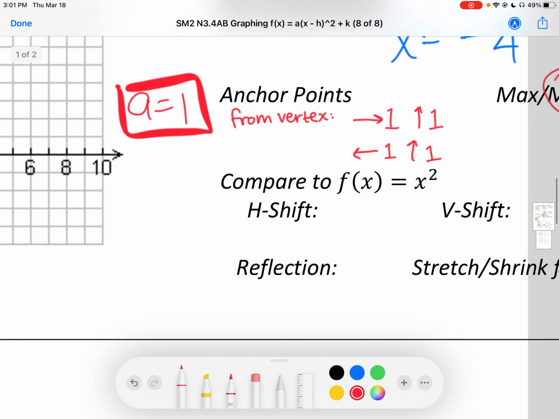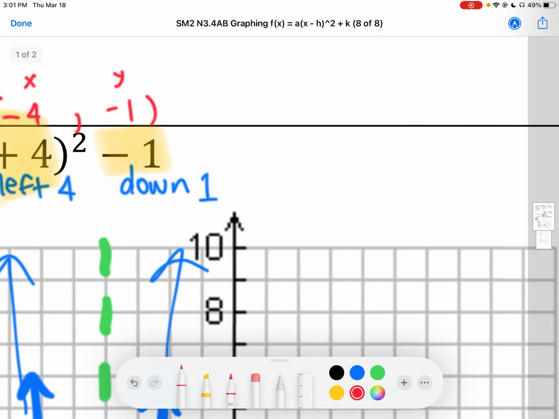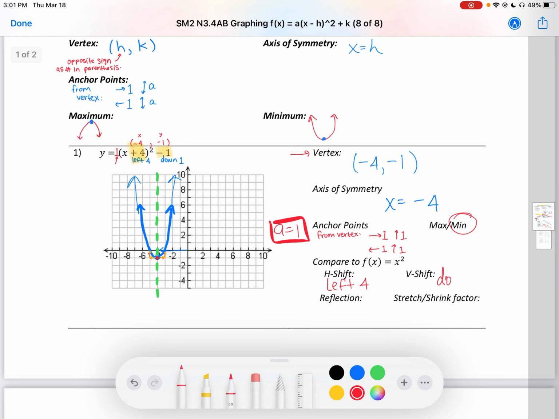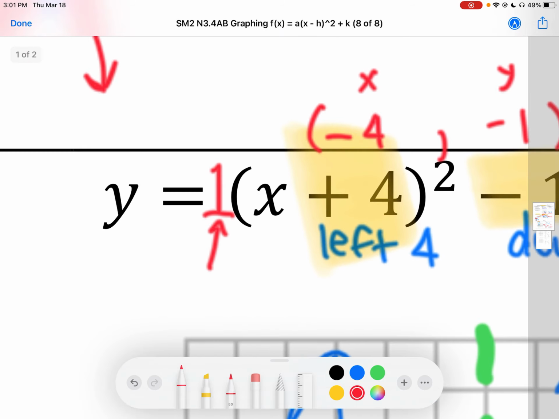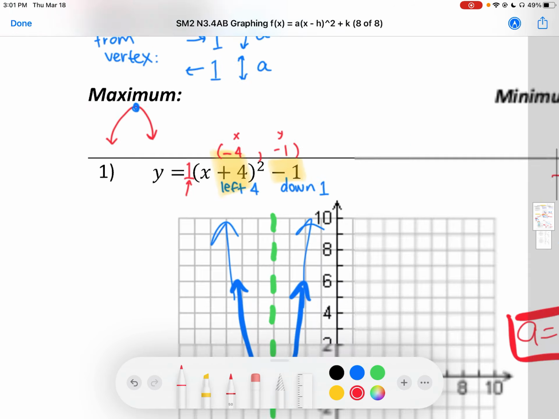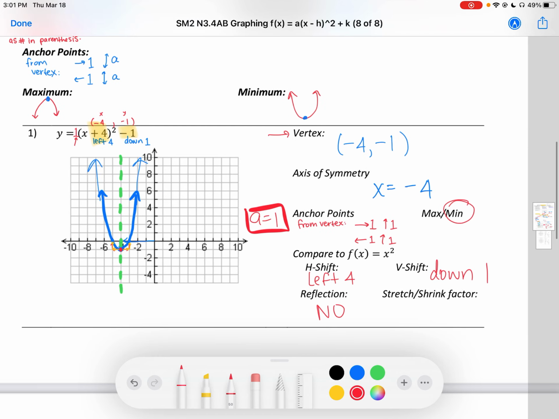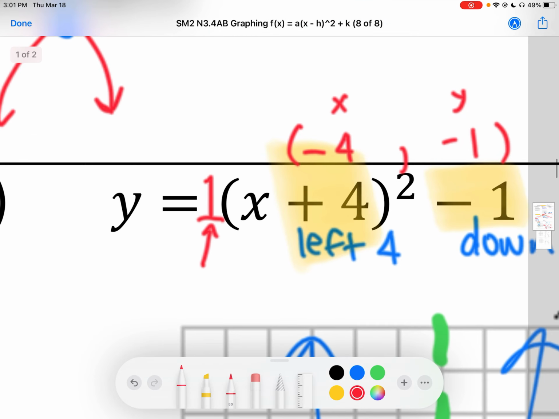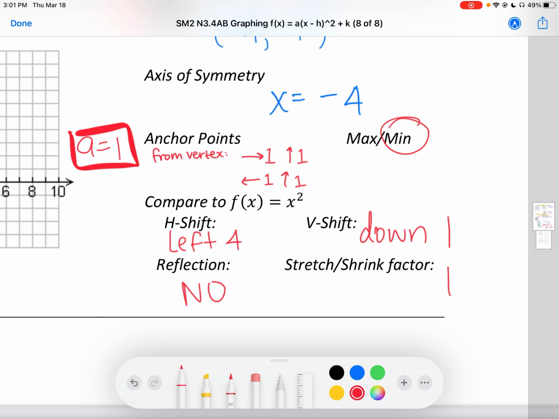We already determined that, so I'm going to say left 4. Is there a vertical shift? Did we move up or down? Yes, we moved down 1. Is there a reflection? Well, is there a negative out front? No, so that means there's no reflection. What's the stretch or shrink factor? It's just 1. It's A right there. So it didn't really stretch or shrink at all. The factor is just 1.